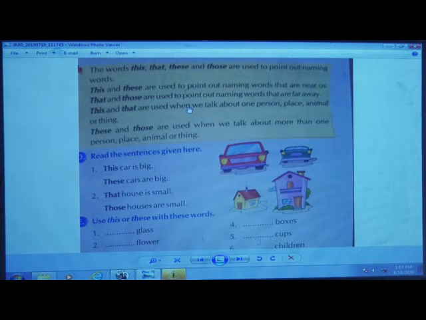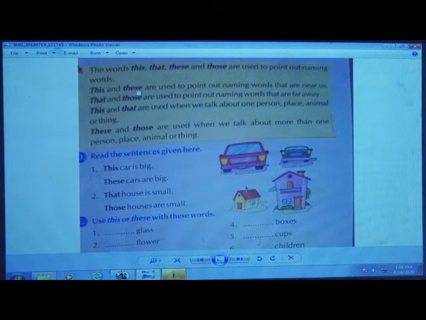So the words this, that, these and those are used to point out naming words. Now see here, the words this, that, these and those are used to point out naming words. Now children, repeat after me. The words this, that, these and those are used to point out naming words.